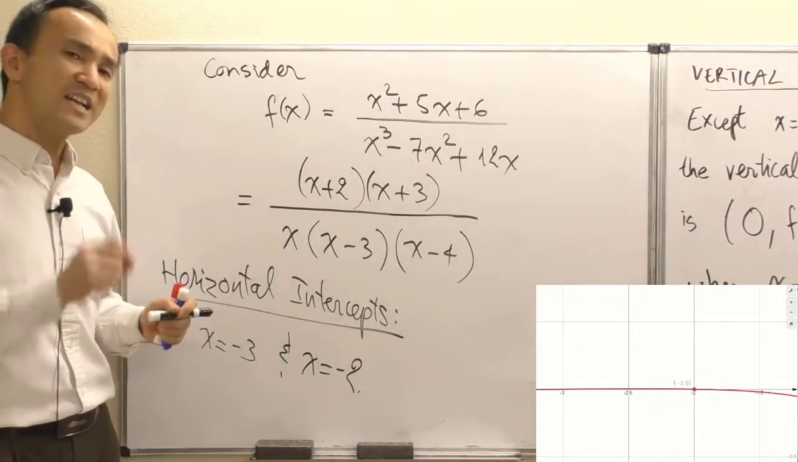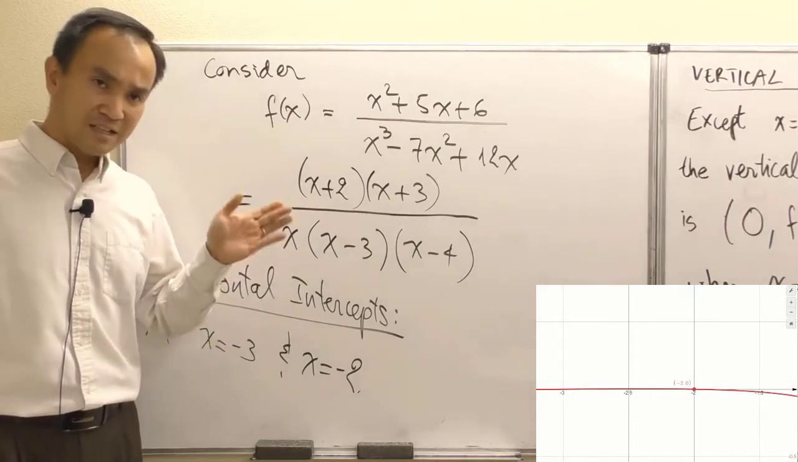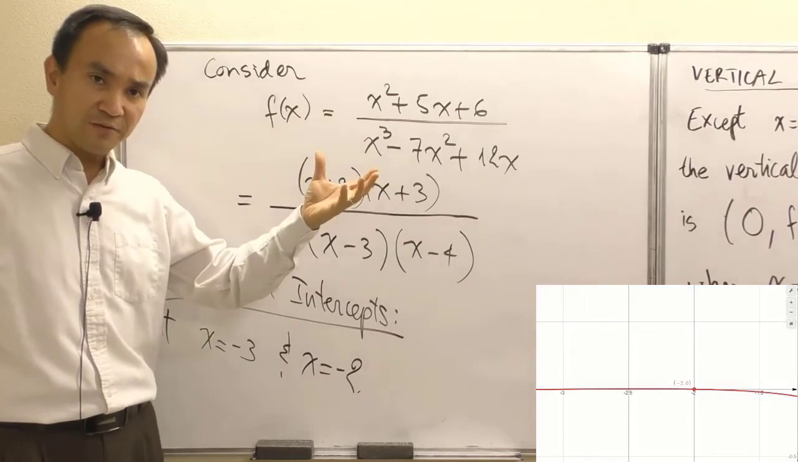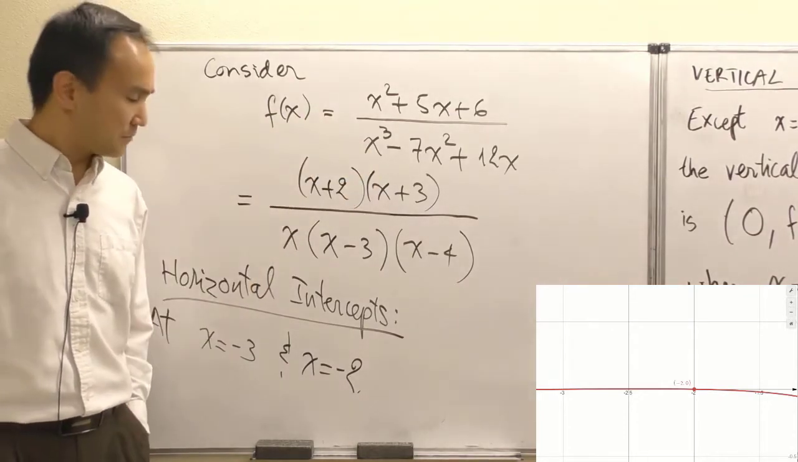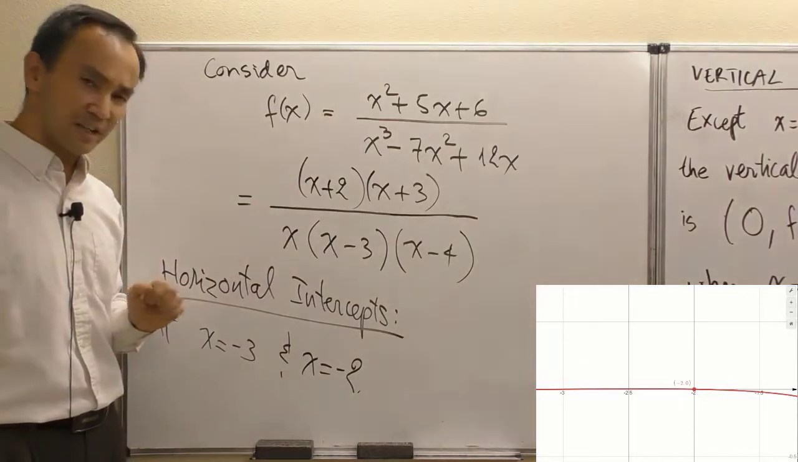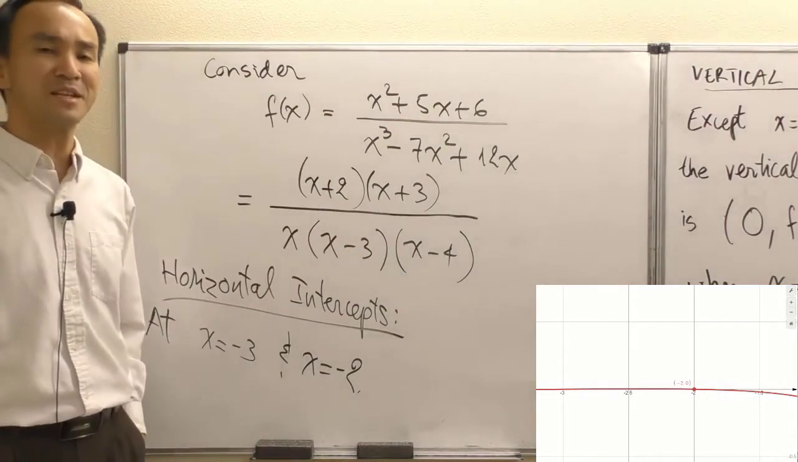Okay, and so that's the reason why we need to develop a method that helps us quickly and easily identify those horizontal intercepts. Okay, so now in this case right here, here's what I'm seeing, and I'm not saying that we're done and ready for formalizing that method yet.